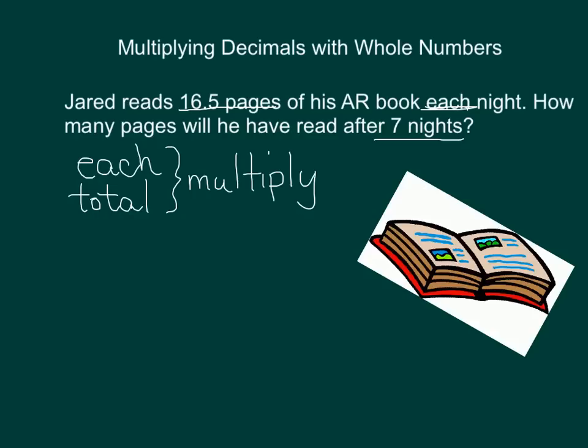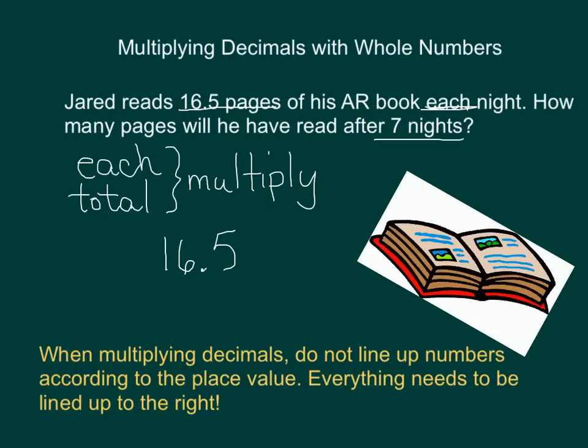Now we need to work on lining our problem up. We're going to put our number with the most digits first, so we're going to write 16.5 first. And since 7 only has one digit, we're going to write that next. Here's something that you need to remember. When you are multiplying with decimals, you do not need to line up the digits according to the decimal point and place value. So that's something important to write down. When multiplying decimals, do not line up numbers according to the place value. Everything needs to be lined up to the right.